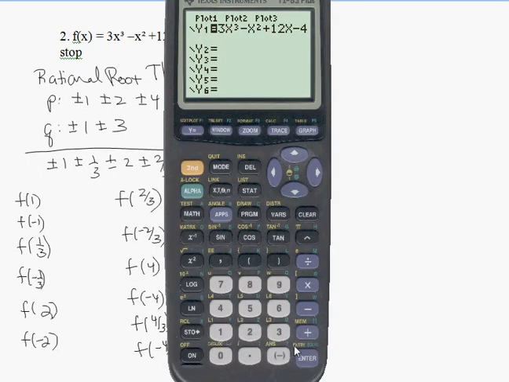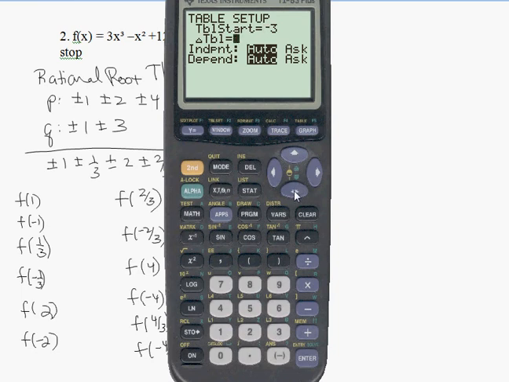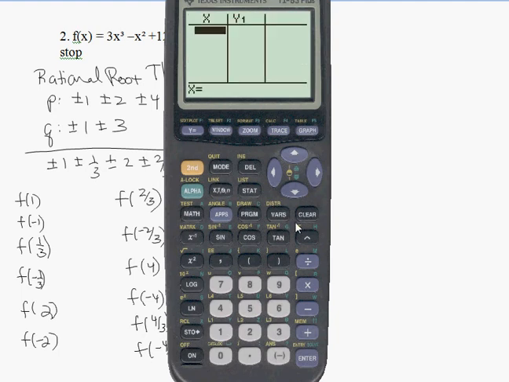Let me write those. Okay, so I have my function plugged in here. Again, I go to table set. I don't care what the starting values are. I just want to make sure my independent or x values is on ask. I go to my table, and then so we do 1, -1, 1/3, -1/3, 2, and -2, and 2/3.